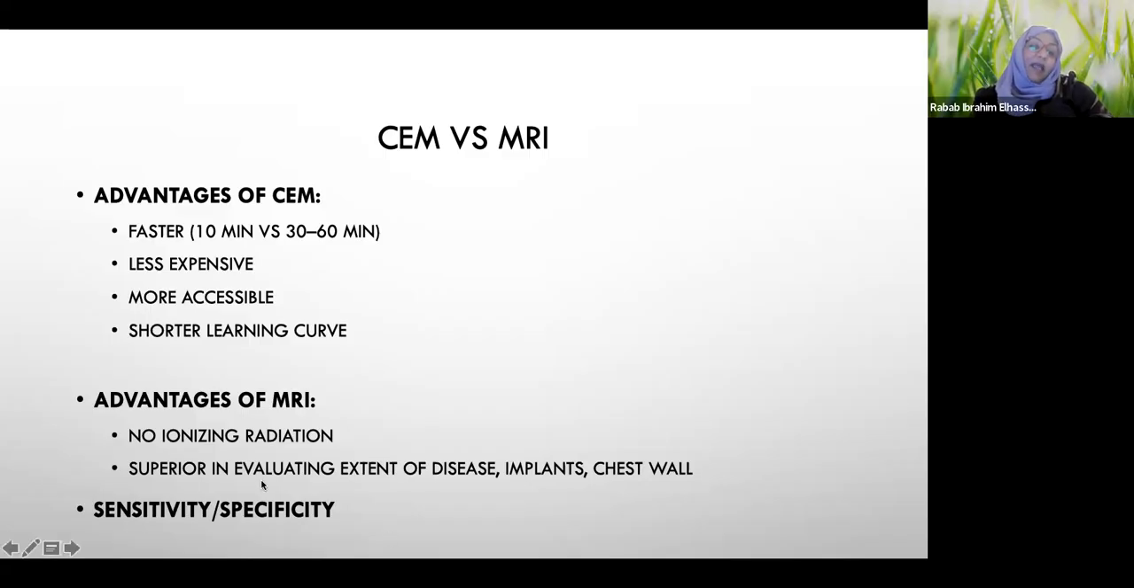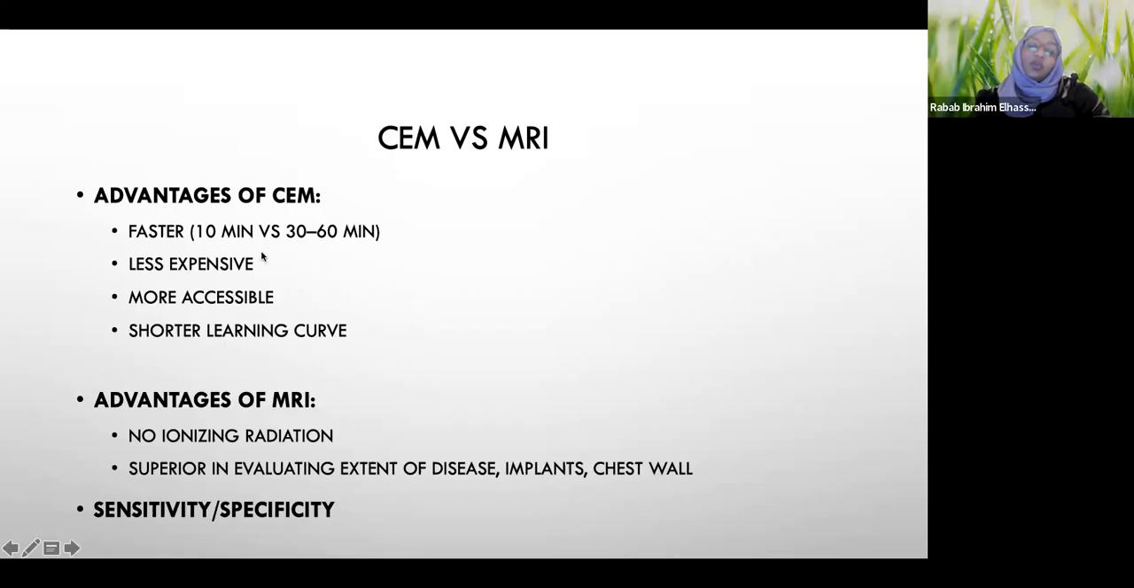Sensitivity and specificity. The MRI is marginally, with negligible values, more sensitive than the contrast enhanced mammogram, but the trade-off is the specificity. It was found that the contrast enhanced mammogram is actually more specific. So in our daily clinical practice, if something enhances on contrast enhanced mammogram, we are more suspicious, we are more concerned, because on MRI, everything enhances. So MRI specificity is an issue.